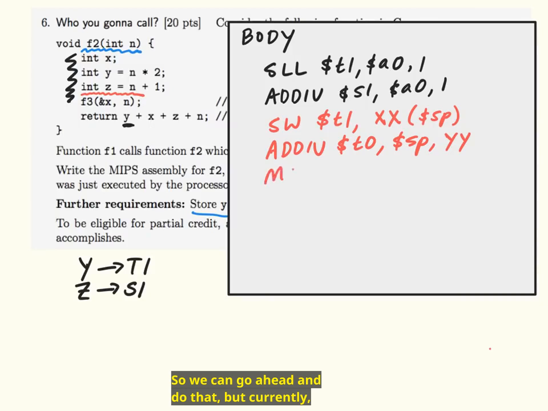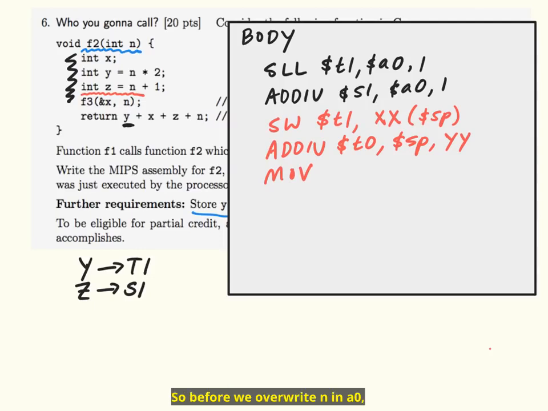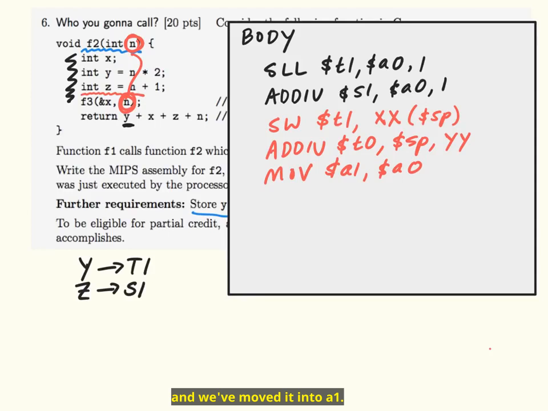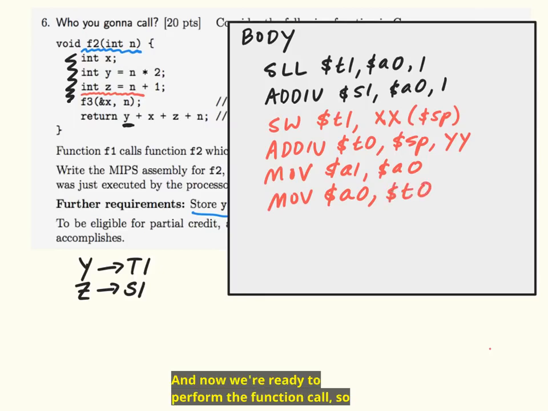So we can go ahead and do that. But currently, A0 contains n, and we want A1 to contain n. So before we overwrite n in A0, let's go ahead and move the value of A0 into A1. Okay, so what we've done is we've taken the n that was here and we've moved it into A1. Okay, now we can go ahead and move the address of x into A0. And again, that was T0. And now we're ready to perform the function call.